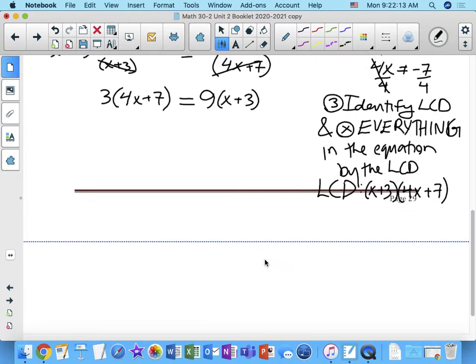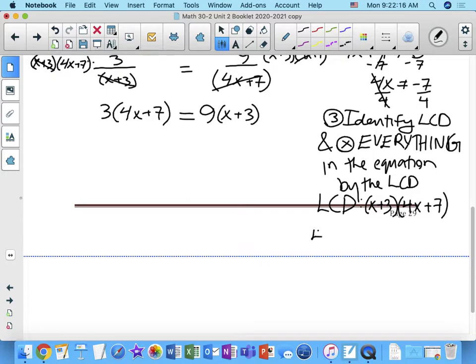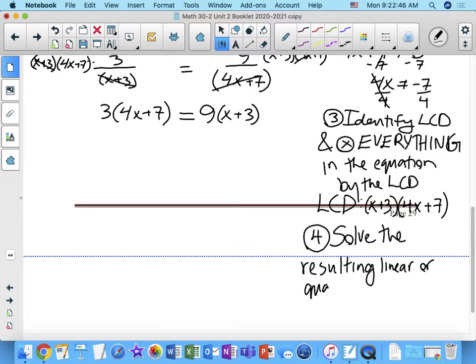Step 4. What we've done in that step is we've transformed this equation. It's no longer rational. Now it's linear. And so in step 4, we've got to solve the resulting linear equation. In this case, it's linear, but it might be quadratic. So step 4 is to solve the resulting either linear or quadratic equation.